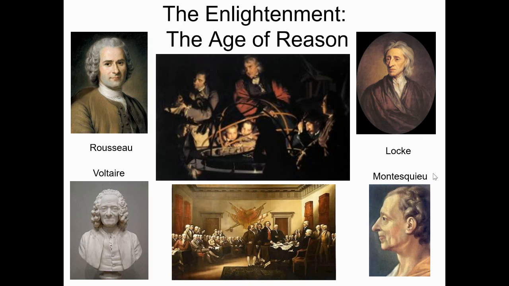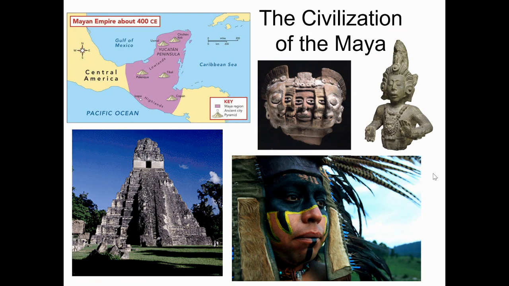The ideas of freedom, democracy, we the people, all of those ideas came from these people like Rousseau, Locke, Montesquieu, Voltaire. So that's important for us. We exist today in part because of them.